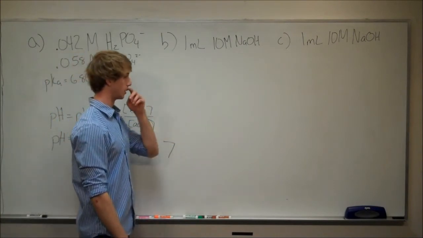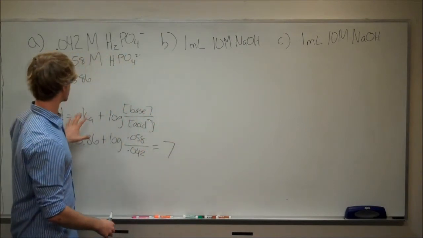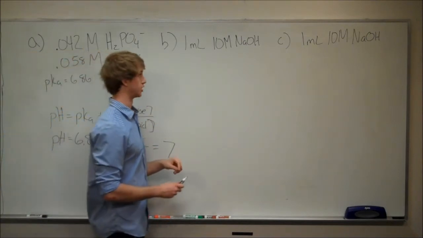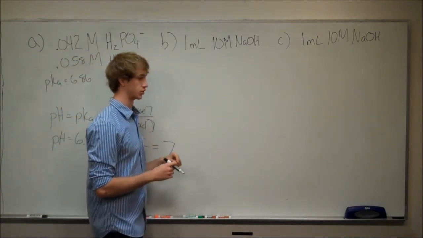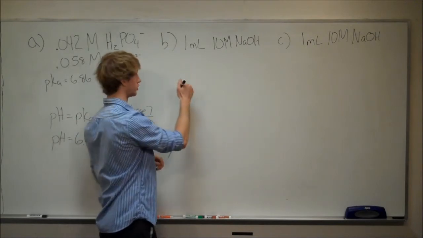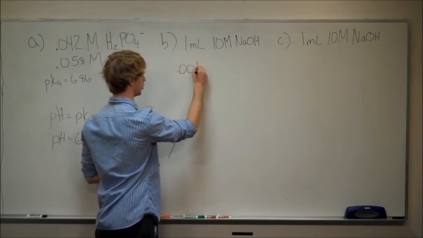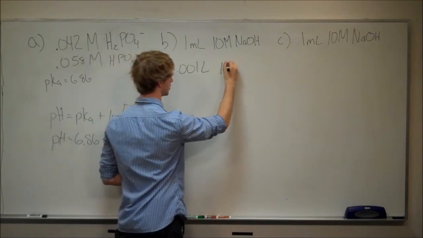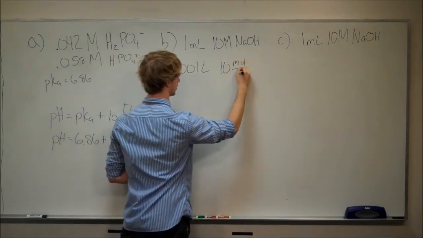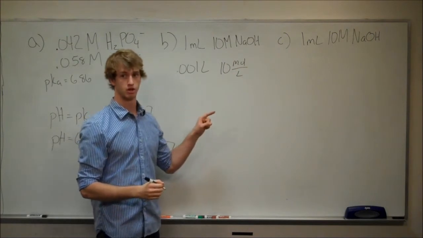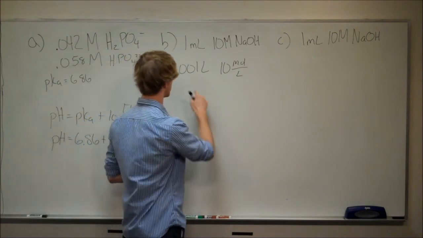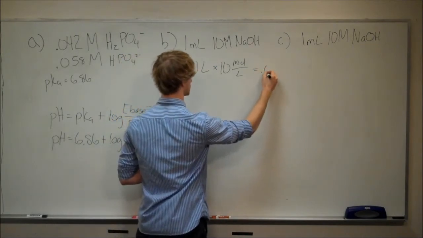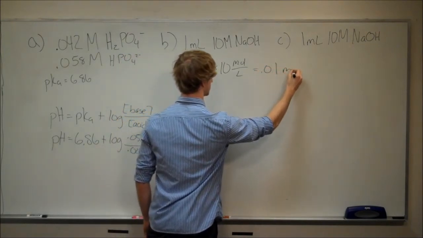For part B, it asks us the same thing, so we have the same setup, only we're going to add 1 milliliter of 10 molar sodium hydroxide. So the first thing we have to do is recognize that 1 milliliter is 0.001 liters, and 10 molar means we have 10 moles per liter. Alright, so let's find how many moles of hydroxide we've added to the solution. Just take 0.001, multiply it by 10, and we have 0.01 moles.